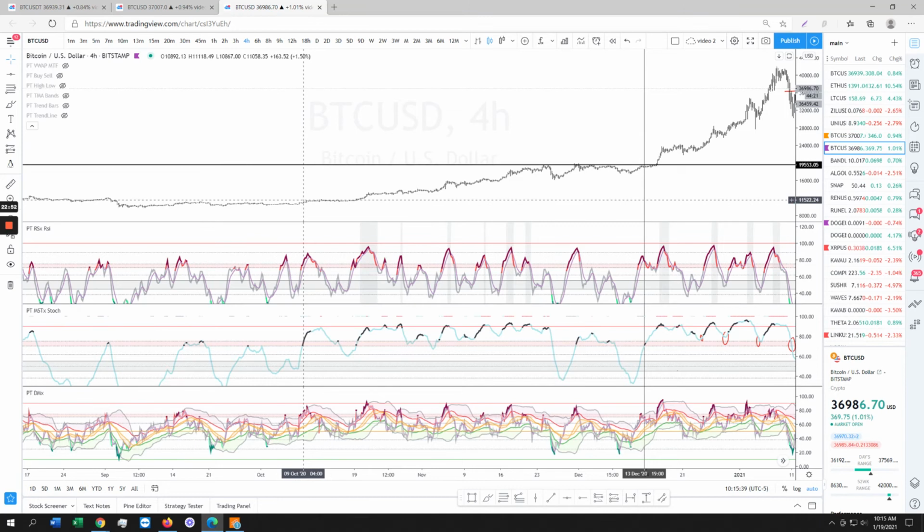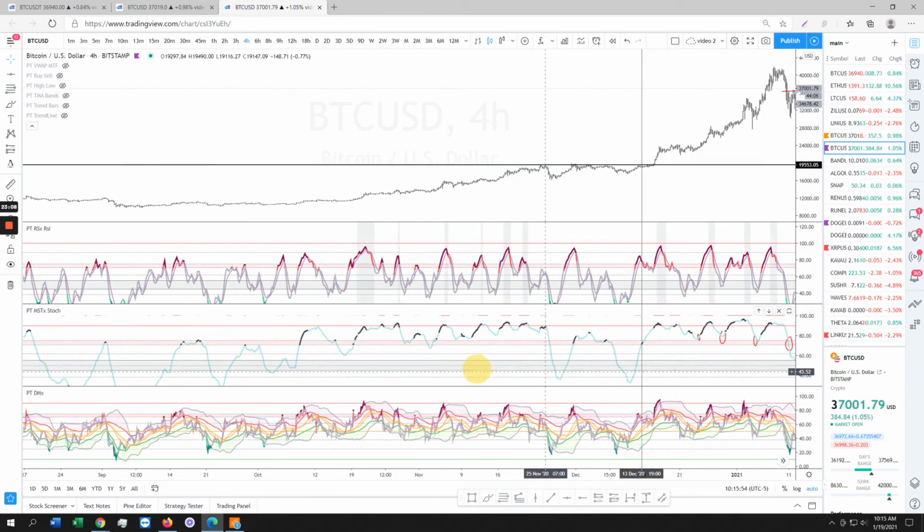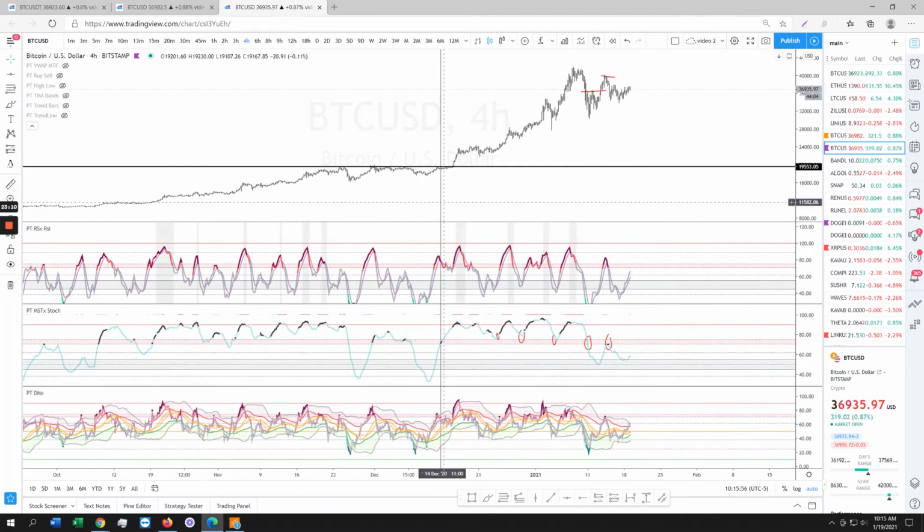October, 11,000, from October all the way up until November, a month. And then we dumped, consolidated again, dumped again, and then started another uptrend. So we're doing the same thing right now. A month of uptrend, dump, consolidation, and then see if we can kick back up the uptrend.